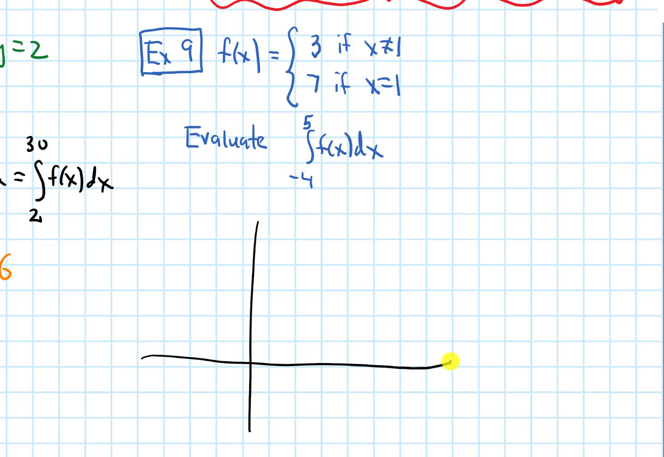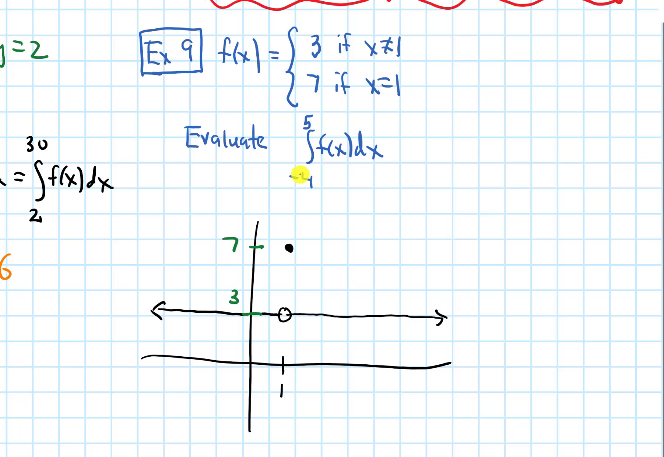So I'll draw some axes, and our graph is going to be the constant 3 whenever x is not equal to 1. So I want to put 3 on the y-axis. We'll have this horizontal line because it's a constant everywhere except when x is 1. And because that's not happening when x is 1, we have to skip x equals 1. So we draw a hole there. Okay, and then when x equals 1, the output is 7. So I will draw a dot there, and the y value there is 7.